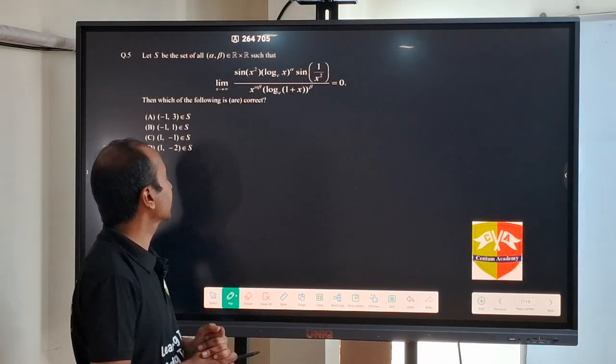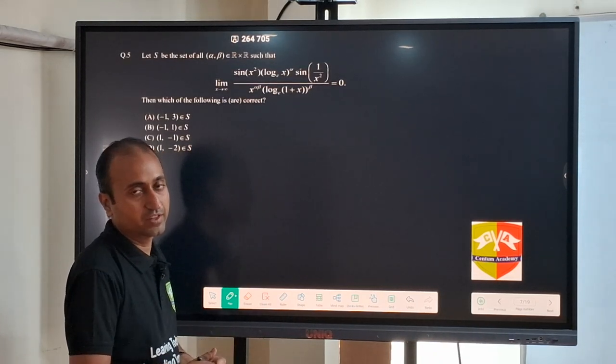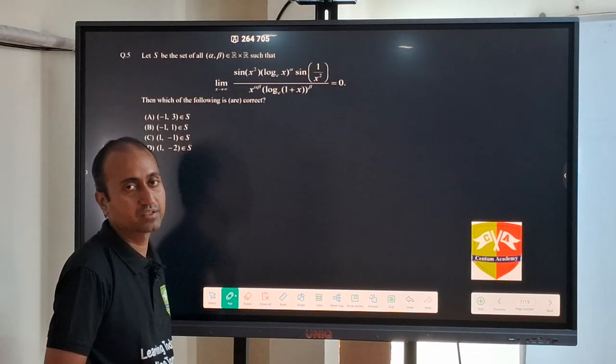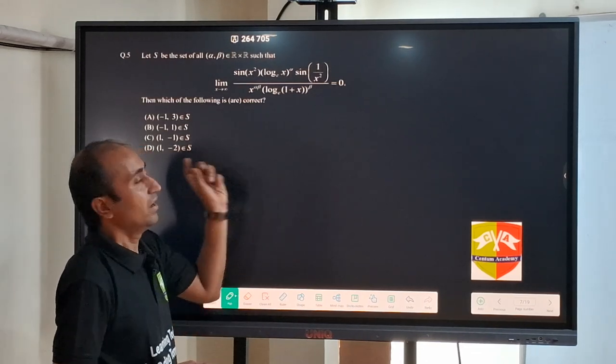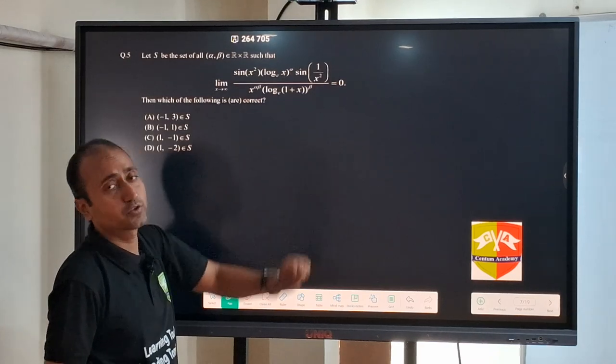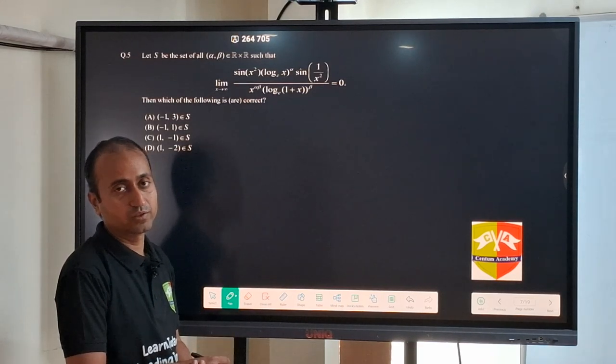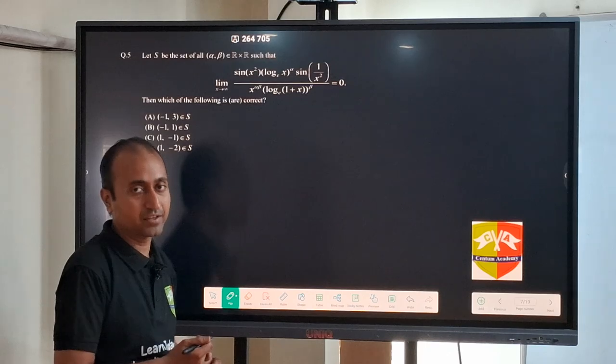So, all we can do is quickly start checking the limits for which values of alpha and beta the limit exists and for which the limit does not exist. Not only exists, the limit exists and is equal to 0. We have to check all those values of alpha and beta. And this is a multiple correct question.